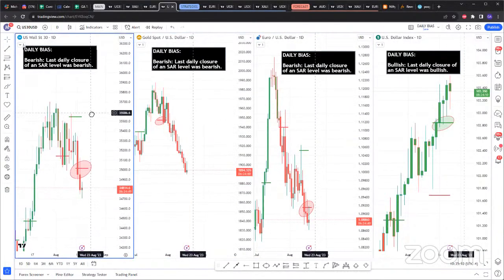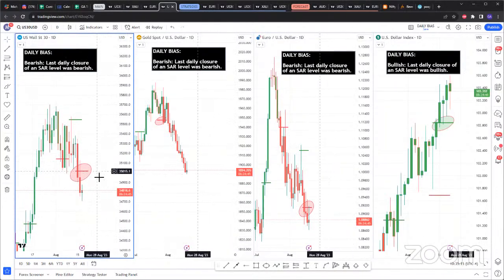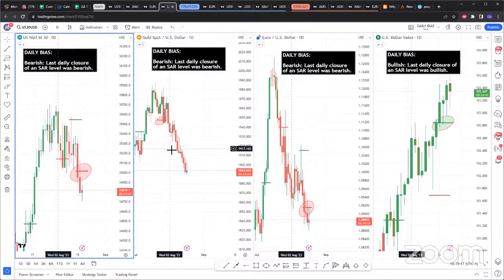On the daily SAR, one daily candle would have to close above for a buy, right? Yep, on the daily.